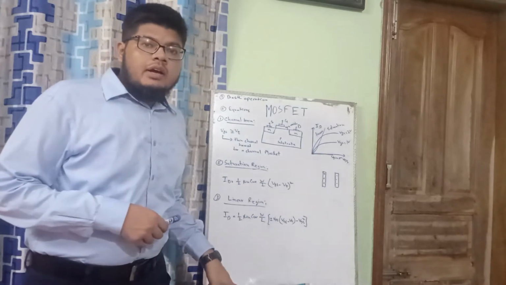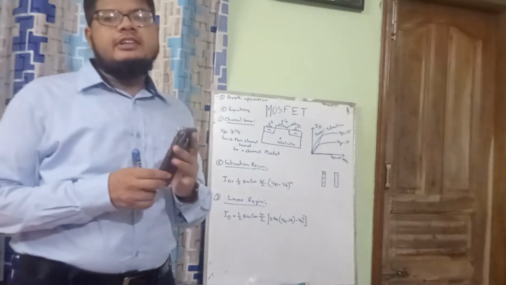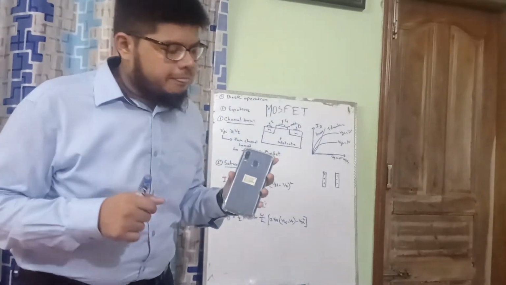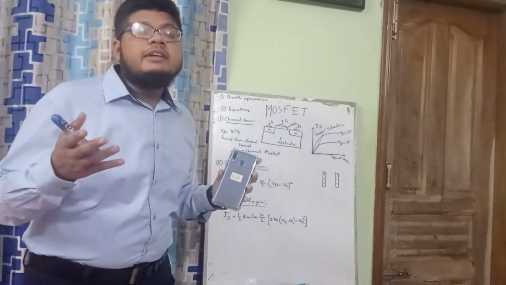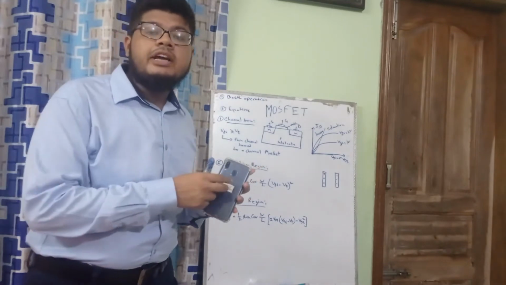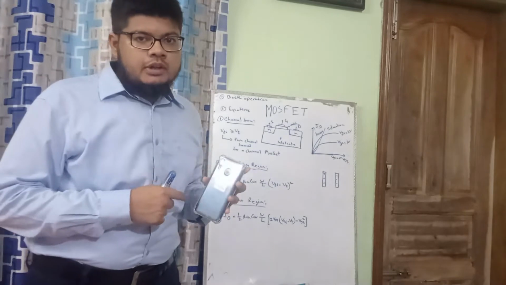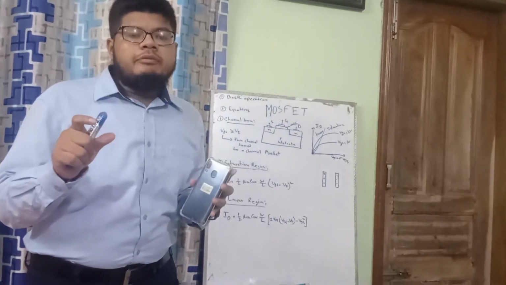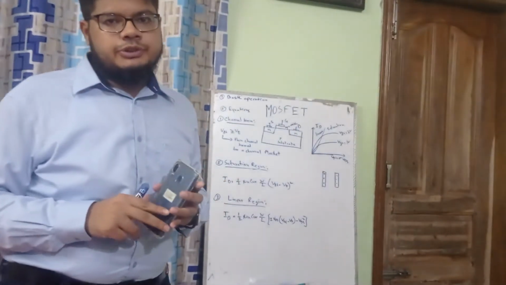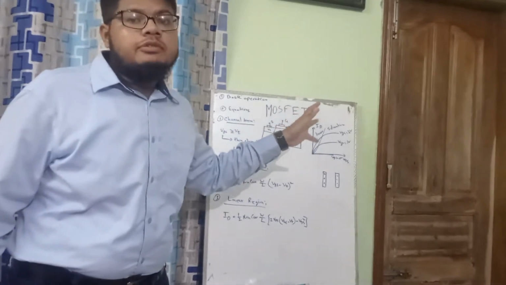Why I chose this topic is because you see here is my mobile. Every mobile, laptop or PC has a processor. In a laptop you use an Intel processor or AMD Ryzen processor. In mobile you use a Snapdragon processor or MediaTek processor. Every processor is actually a combination of billions of transistors, and MOSFET is one kind of transistor.